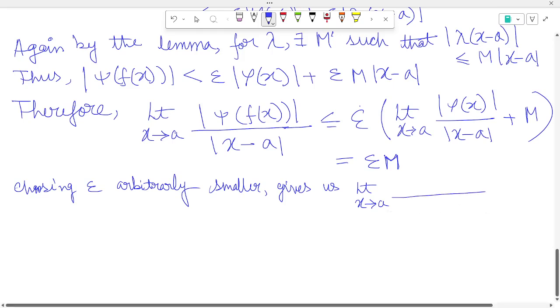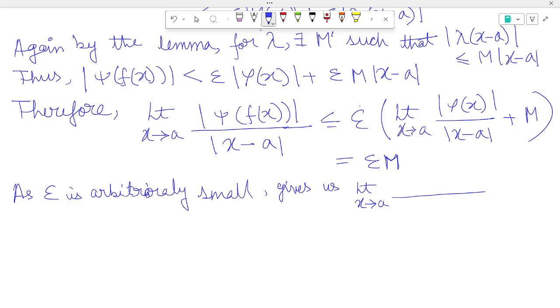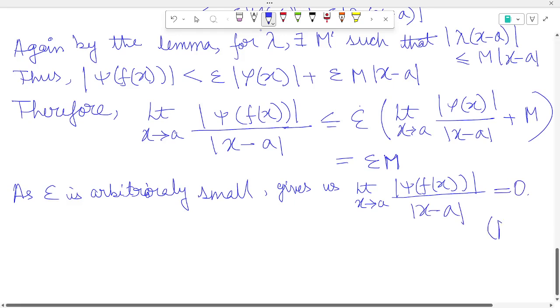Or whenever, as epsilon is arbitrarily small, because we have already chosen epsilon, we have information about it. So whenever we choose an arbitrarily small epsilon, that is 0. Our theorem is proved. That was the final thing we needed to prove here.